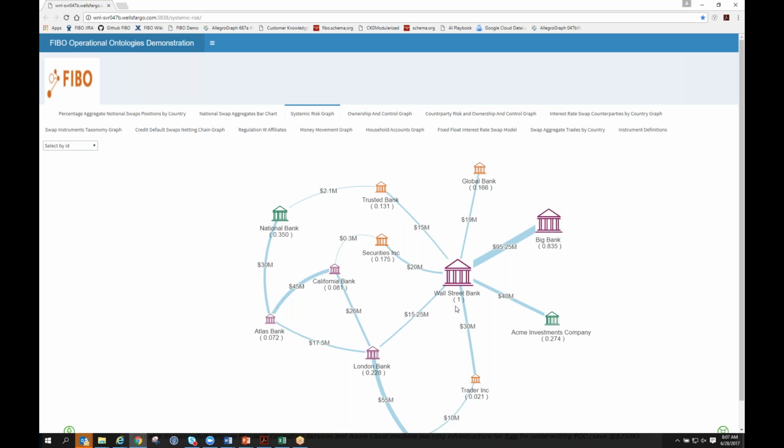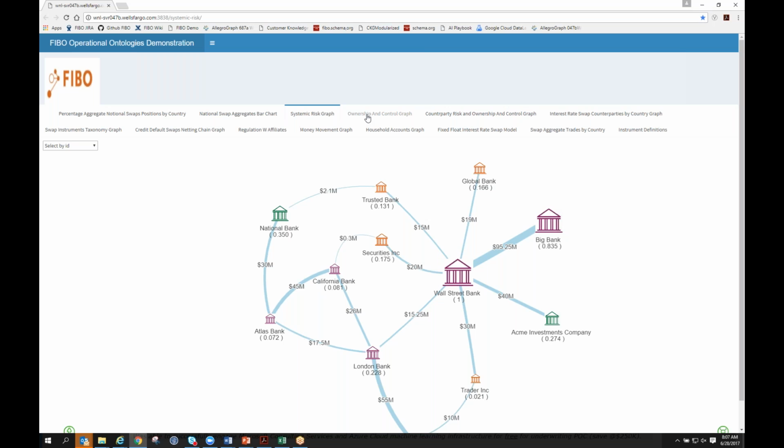So Wall Street Bank has the highest, it's a 1, while some of the others, Atlas Bank and California Bank, are much smaller. What these mean is that this is essentially directly proportional to the influence, or the number of trading partners who have trading partners. So it's a measure of risk. If Wall Street Bank fails, there's a greater cascading or transitive risk across the trading network than if Atlas Bank failed.